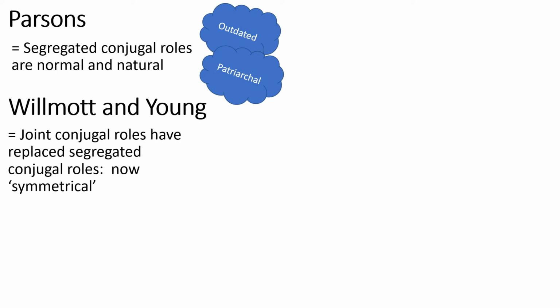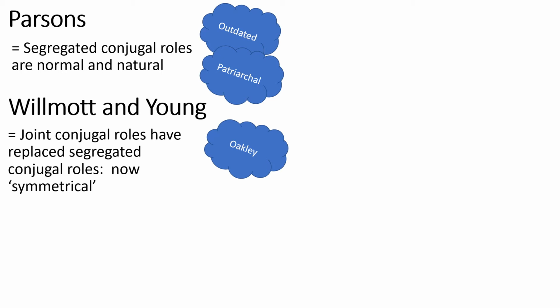So obviously if something is symmetrical, it means that if you put a line down the middle, it would be the same on both sides, like a butterfly. That's probably how you learnt it at primary school. So Wilmot and Young are arguing that that's what's happening now in the family, that the man on one side and the woman on the other have exactly the same roles. They both take part in paid work now. They both take part in the housework and the childcare, so it's much more equal.